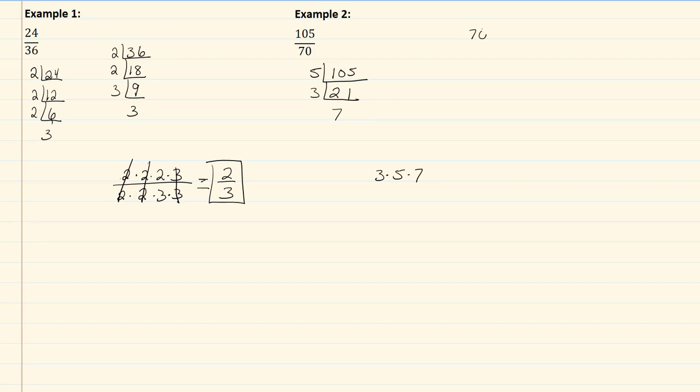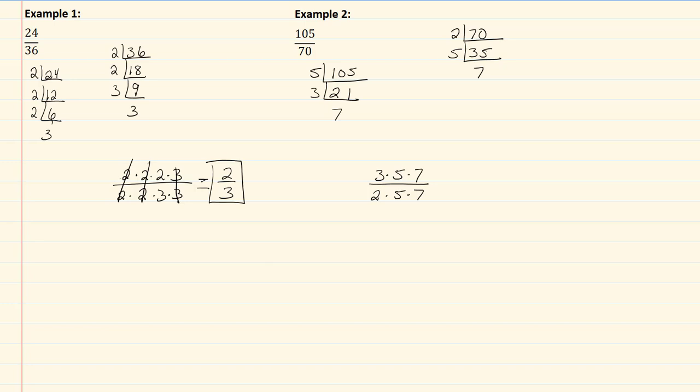And then we have 70. So 70 is divisible by 2, which would give me 35. 35 is divisible by 5, which would leave me with 7. So it looks like I've got 2, 5, and 7.